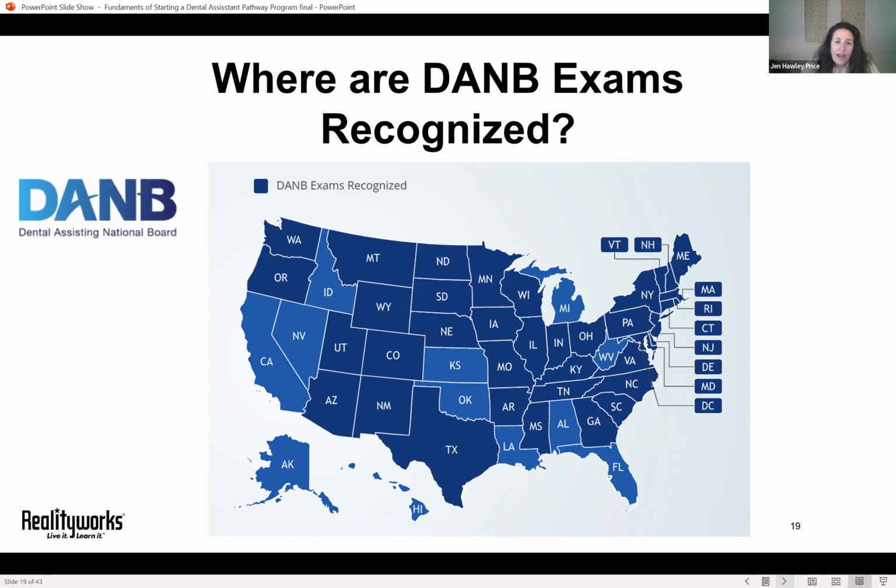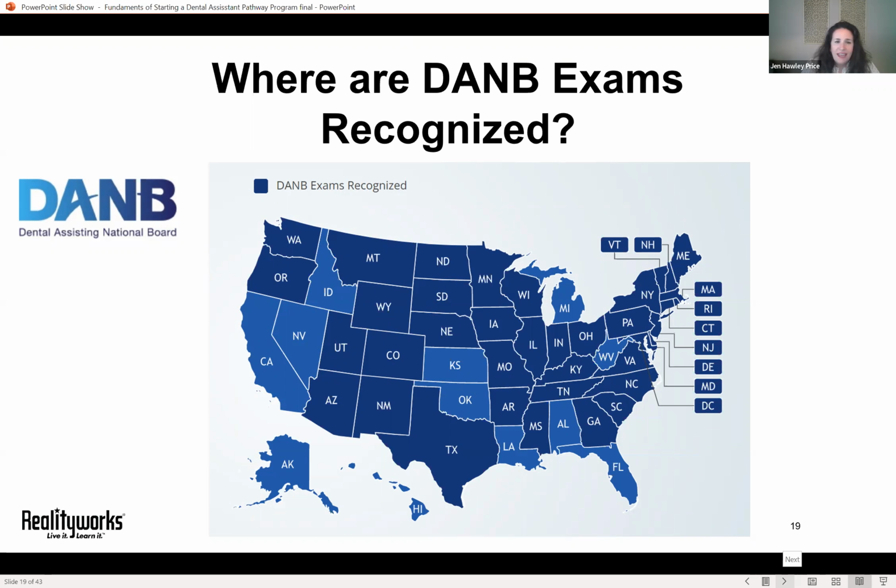So having your students earn the NELDA certification will very likely give them a leg up if they are in a situation where they need to move or transfer states in the future. The DANB Radiation Health and Safety, the RHS exam, is required or recognized in quite a few states. Having that completed early in the career will make a difference for those who could potentially be moving out of states, moving to new places.